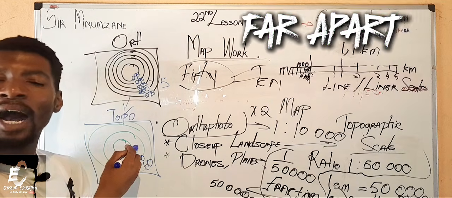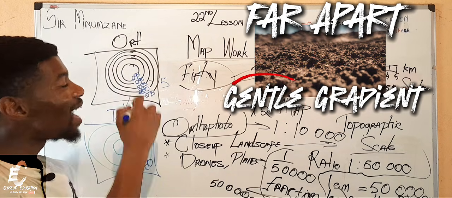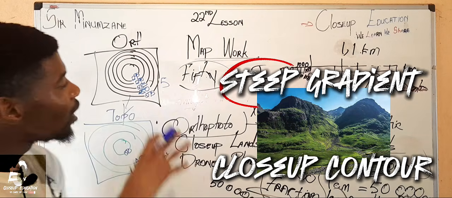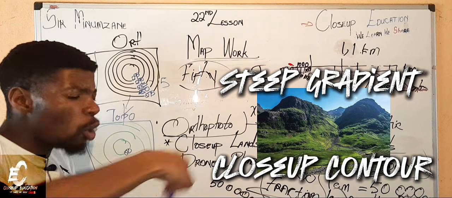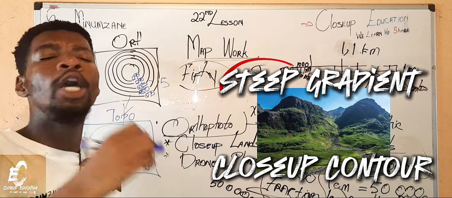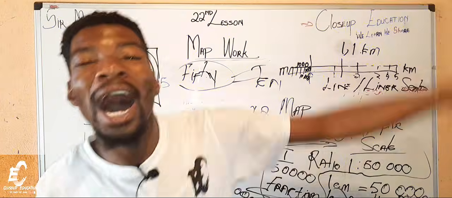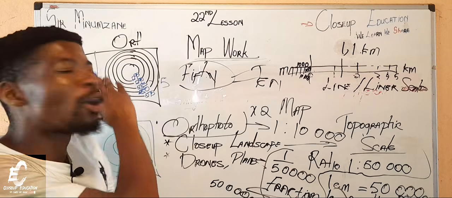Remember, they are far apart from one another because the land is very much gentle. They are closely packed because it is very much steep. So if you find a land on the map where there are contour lines that are closely packed together, you must definitely be like, that has to be a mountain. It has to be steep. People must go up. Why do you think about the gradient when you think about contour lines?